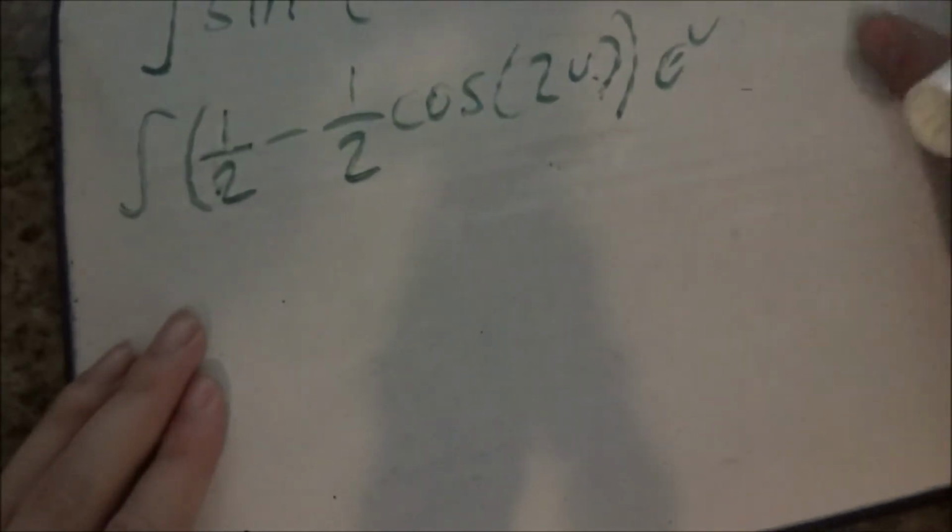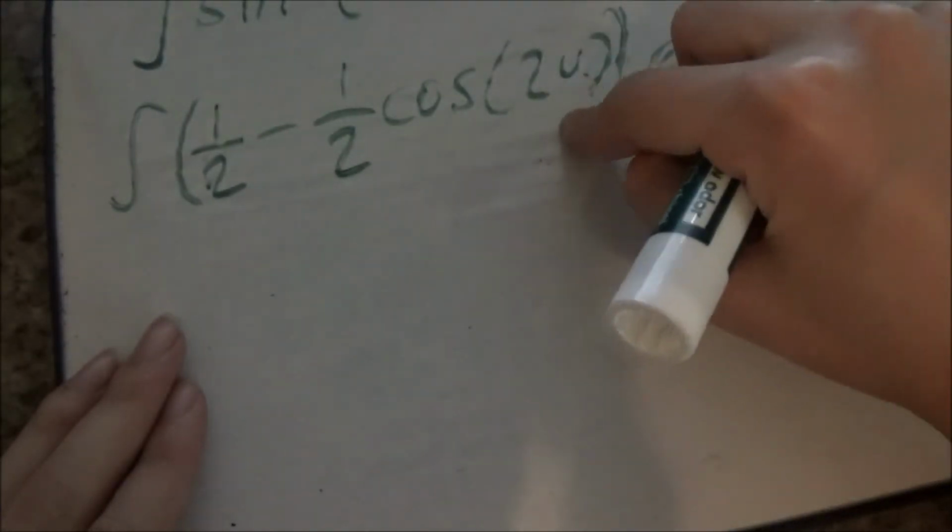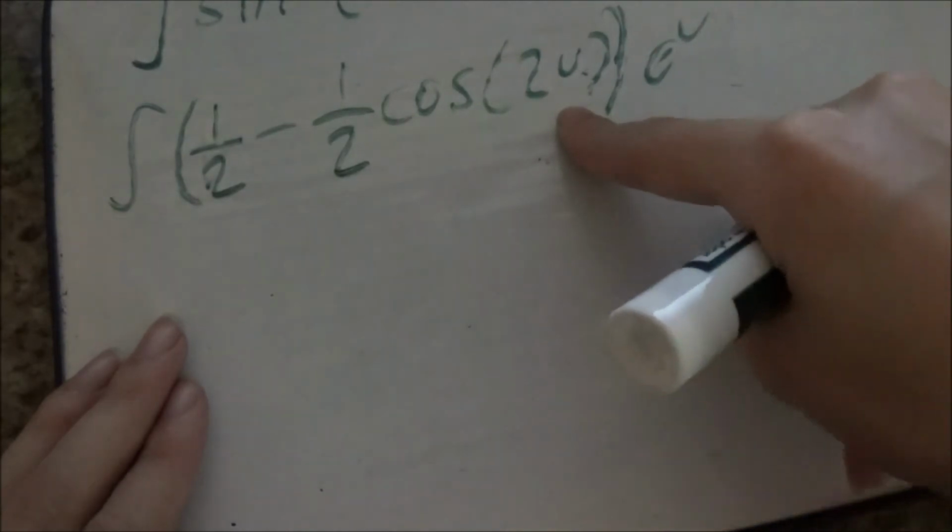So, what you can do is you could go like this. You can make this half minus half of cosine 2x. Sorry, 2u. E to the u. Okay. The only problem is that this is a 2u, not a cosine u.